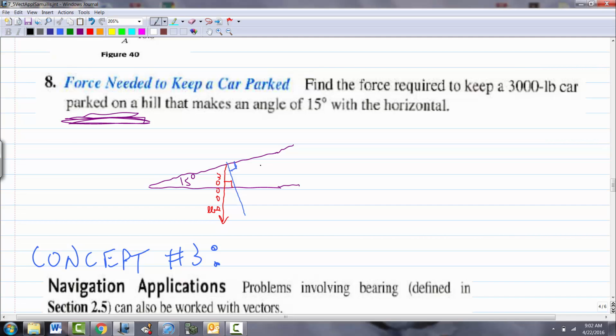Then we need this one. It's actually a little bit too long. This is the force needed to keep this car stationary, pulling straight up the hill like this, which is the same as this. This is the force needed to keep this from moving. Okay, so you know how to draw it, and that's why I kind of went over this real fast.